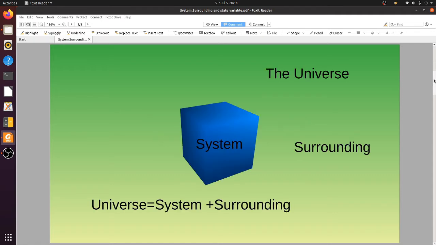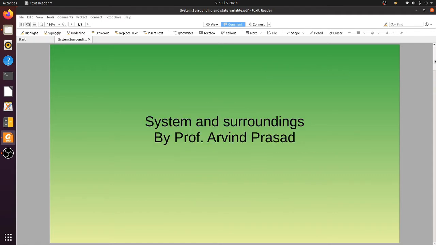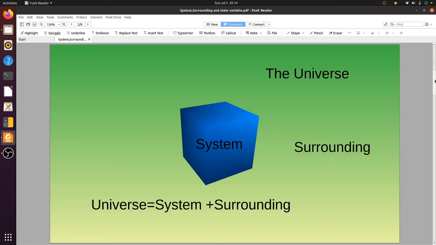In the last lecture we had discussed systems and surroundings. In this lecture we will go a bit deeper into defining systems. We had discussed that we are a part of the universe. We are not apart from the universe. And the universe consists of the system and the surroundings. The sum total of the system and the surroundings is nothing but the universe.